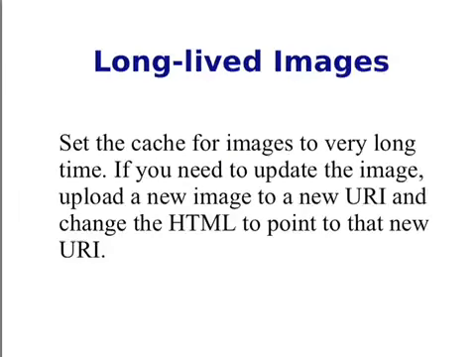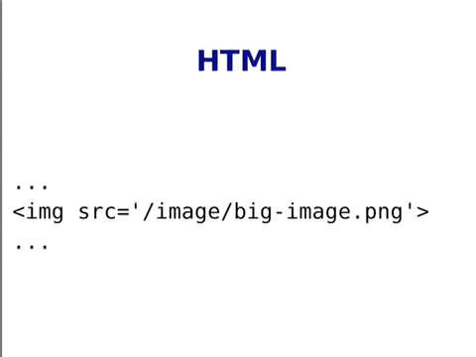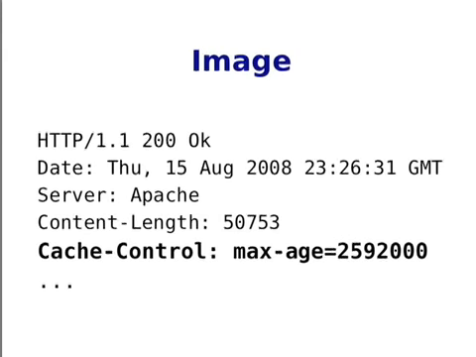If you have large images that need to be transferred back and forth as part of your web page, what you should do is set the cache for those images to be very long. If you need to update those images, upload a new image to a new URI and change the HTML to point to that new URI. Here's an example where we have a big image.png. And if we retrieve that image, you'll see that the cache control header has been set to a very long time. In this case, 30 days.